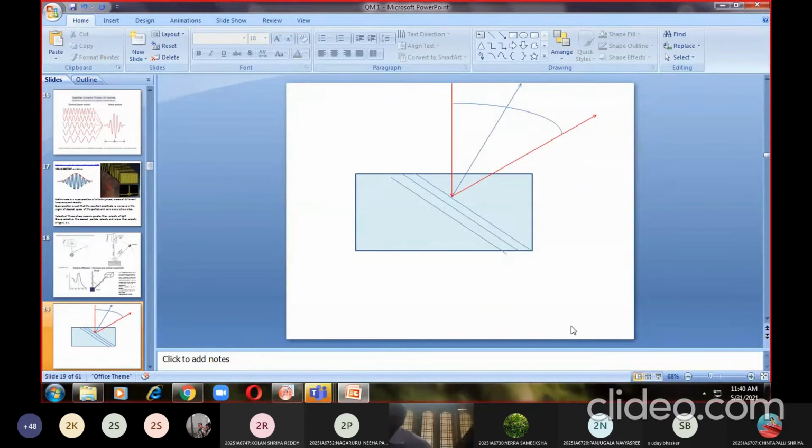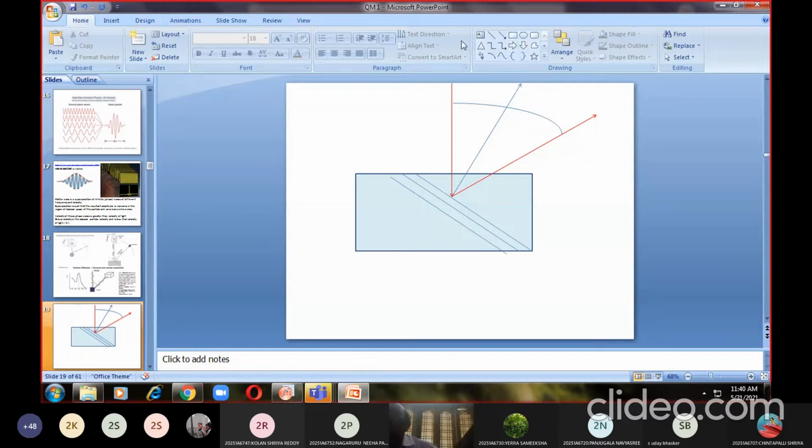That's physics. In mathematics there is no difference, but in physics there is. The condition for constructive interference is that the path difference should be an integral multiple of lambda. So what is the path difference? 2d sine theta. Okay, good.